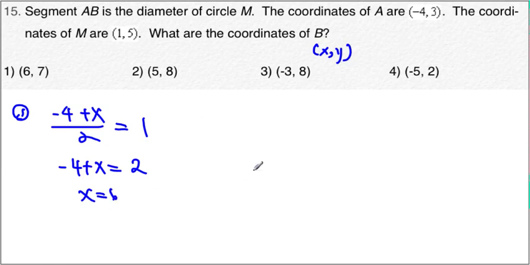Since x is equal to 6, what is the y value? In fact, we realize that when x equals 6, the only thing that's possible is choice number 1. So then number 1 will be our answer.